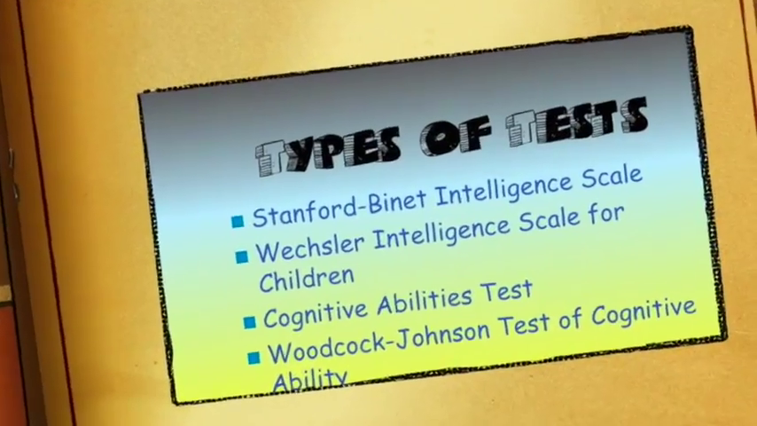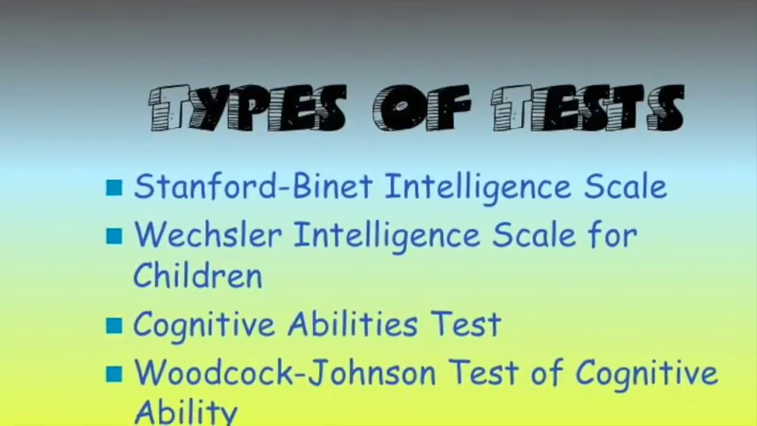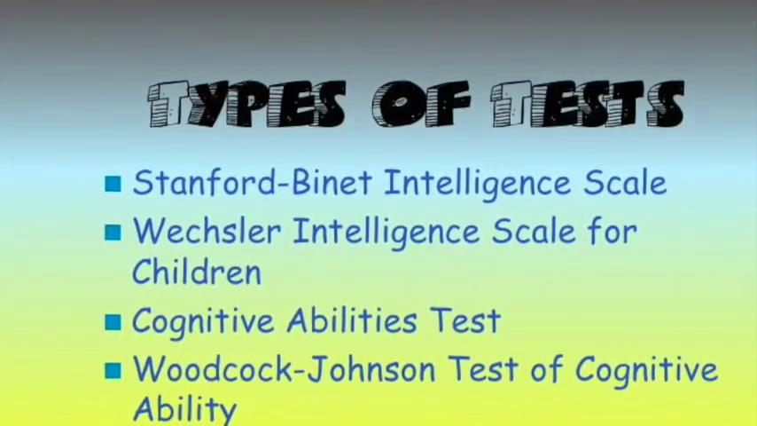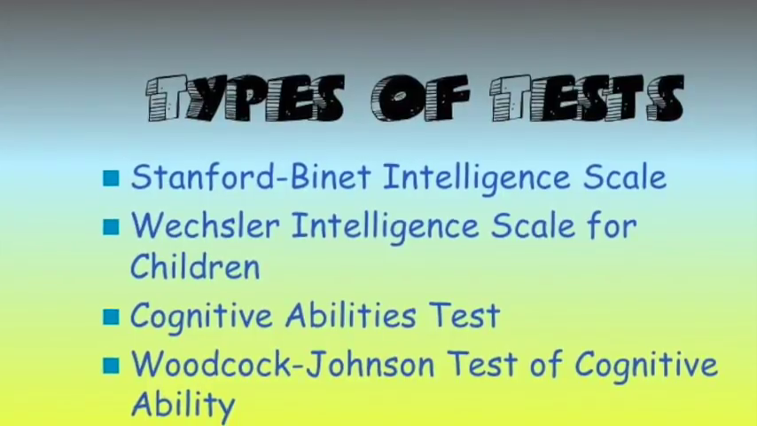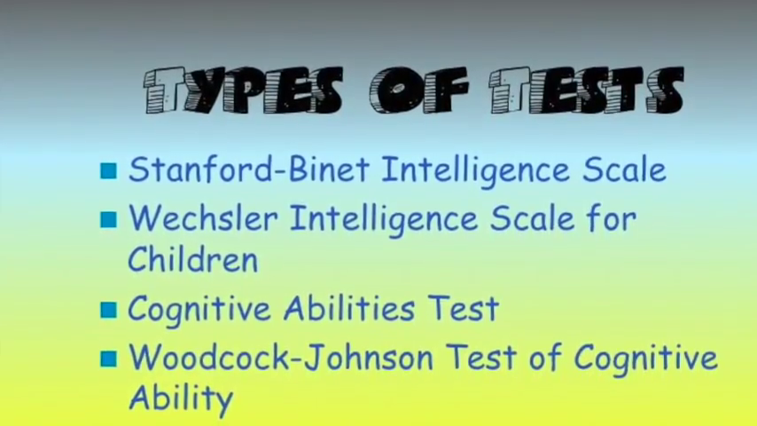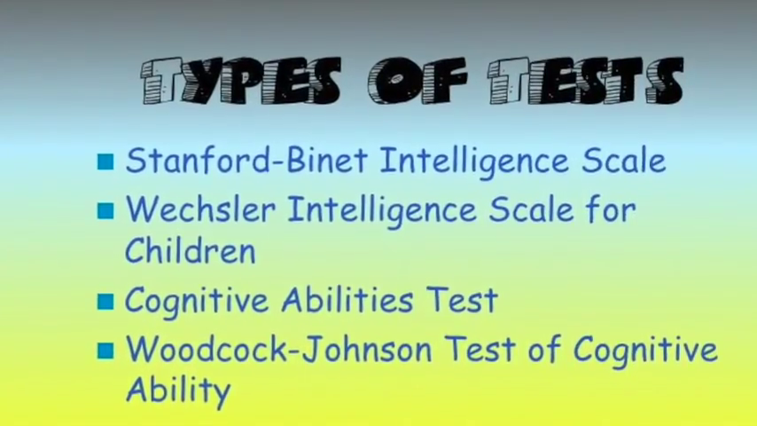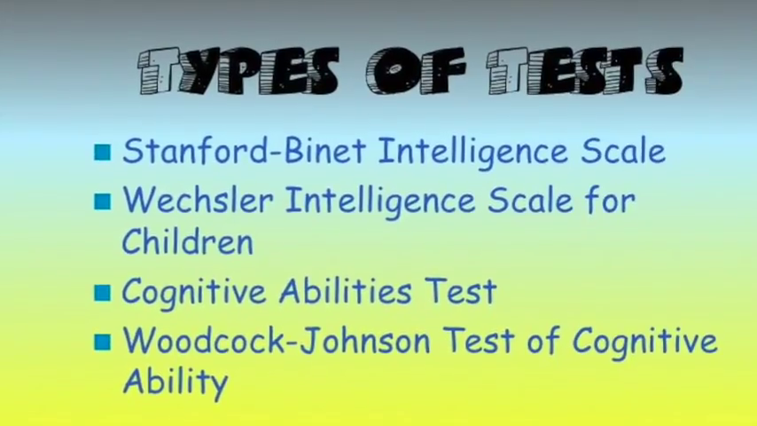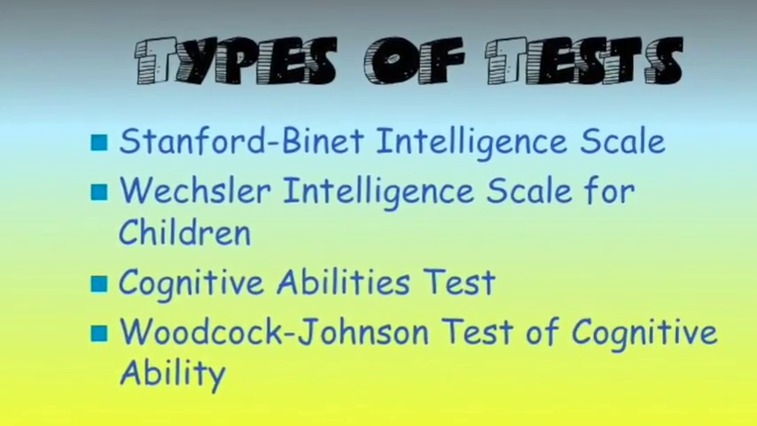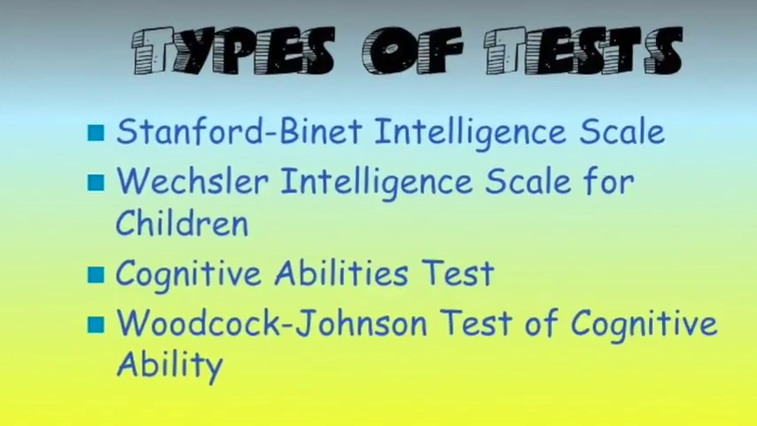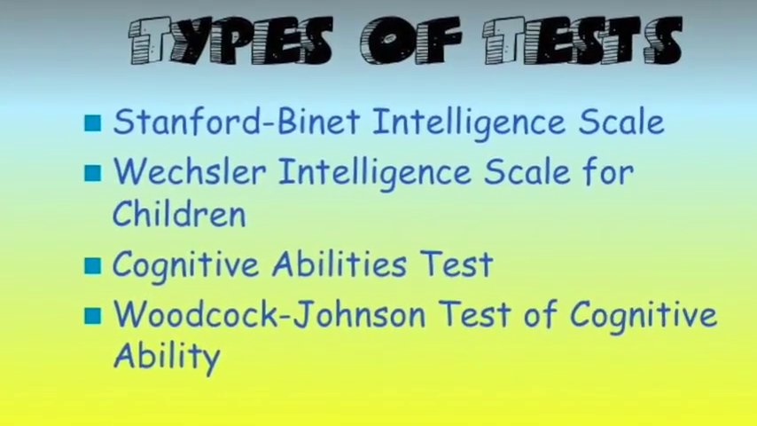Once it's discovered that your child might be gifted, these are some of the tests that your school system will administer. They are the Stanford-Binet Intelligence Scale, the Wechsler Intelligence Scale for Children. There are many different cognitive ability tests, and one of the most popular is the Woodcock-Johnson test for cognitive abilities.